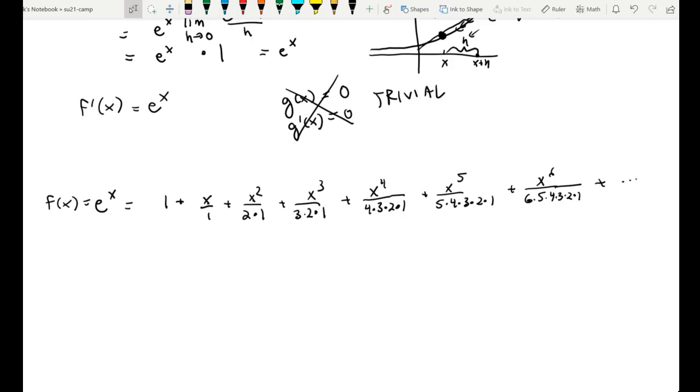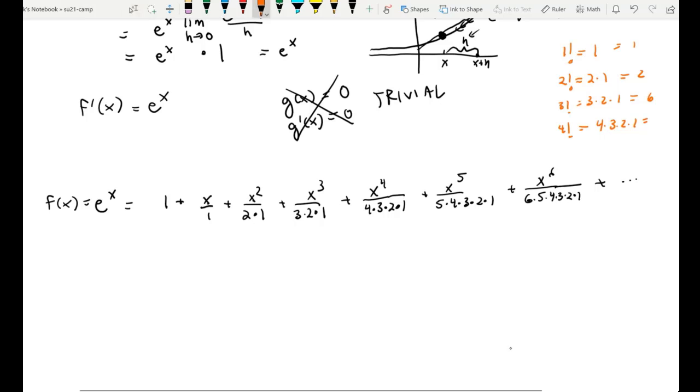It's called factorial. Just for reference, if I say 1 factorial, I just mean 1. If somebody says 2 factorial, then I mean 2 times 1. 3 factorial is 3 times 2 times 1, and you see the pattern, right? So that's something you will be seeing.